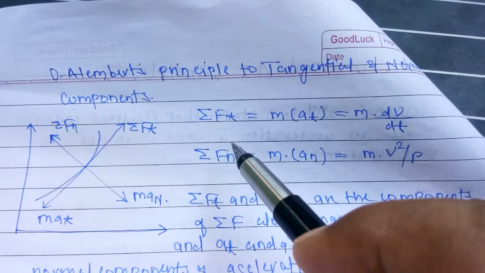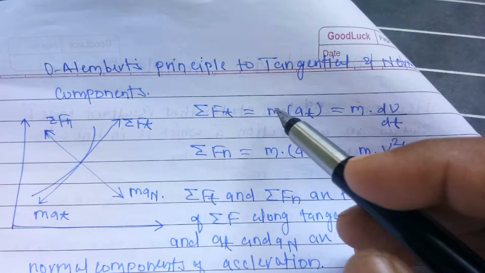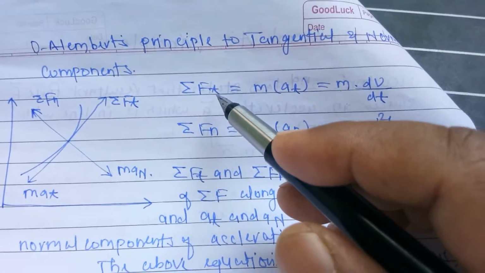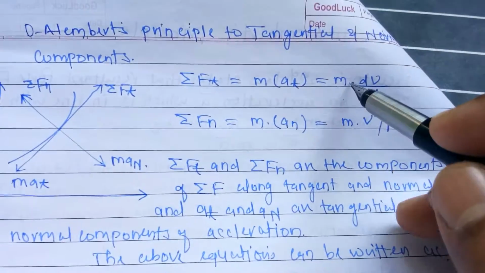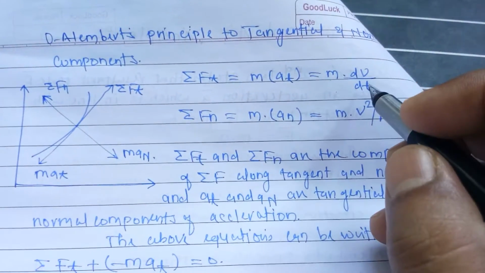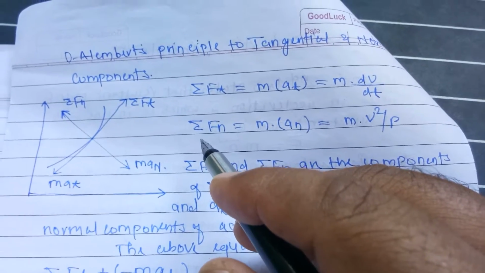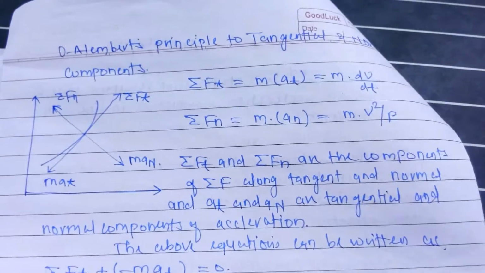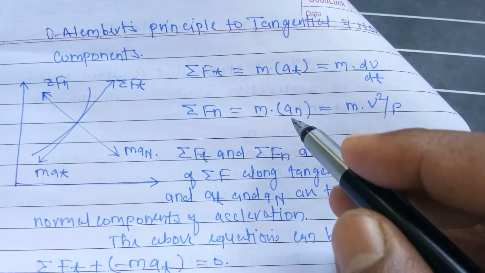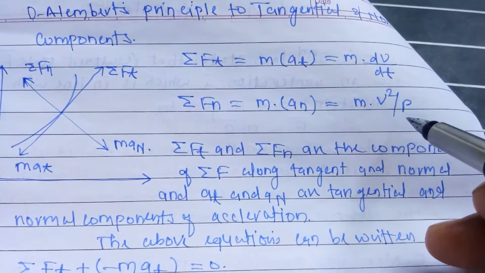Summation of Ft equals m into at. Force equals mass into acceleration, this we know. Here t means tangential direction, and this equals m into dv by dt, as acceleration in the tangential direction equals dv by dt. Summation of Fn, the summation of forces in the n direction, equals m into an, mass into acceleration in the normal direction, and this an equals v square by rho.